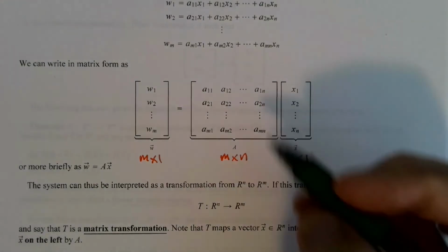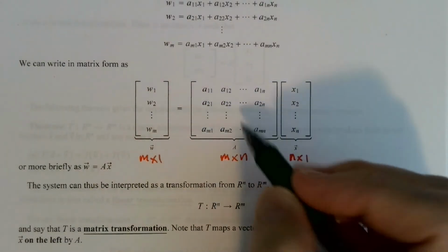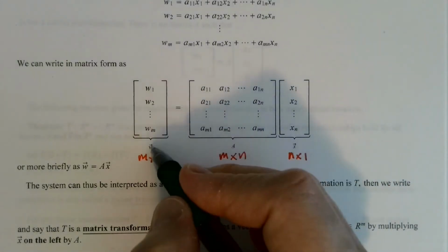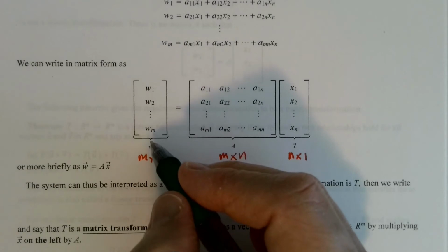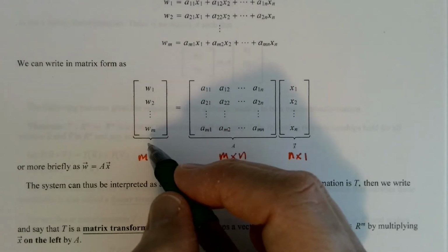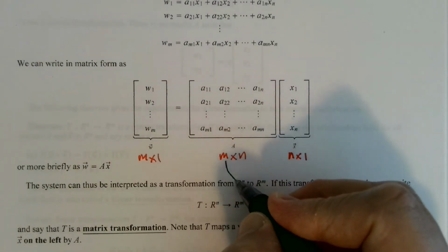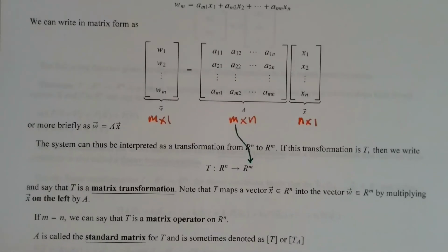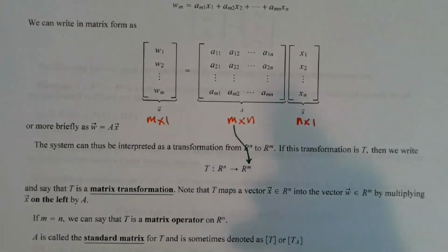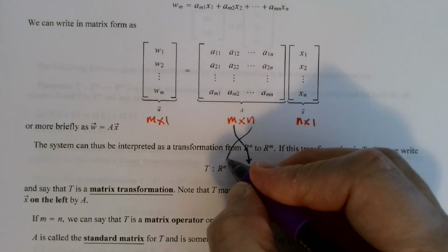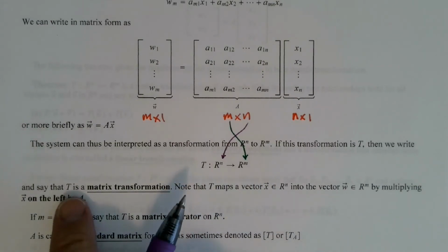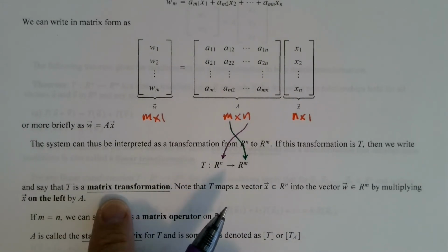And notice this matrix here, the m, the number of rows, is going to correspond to the number of entries in our output column vector. So that m is going to match up with the codomain, the exponent telling us which space we're in, m space. And the n will, of course, go with the domain. Now, again, we say T is a matrix transformation for obvious reasons.